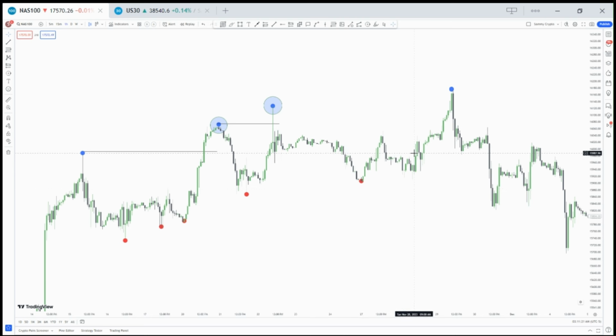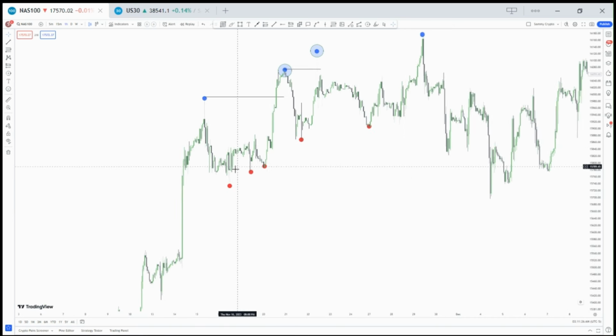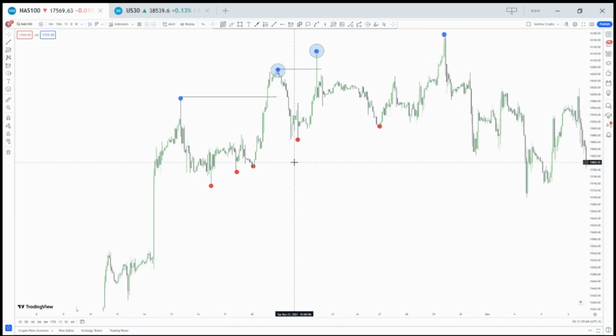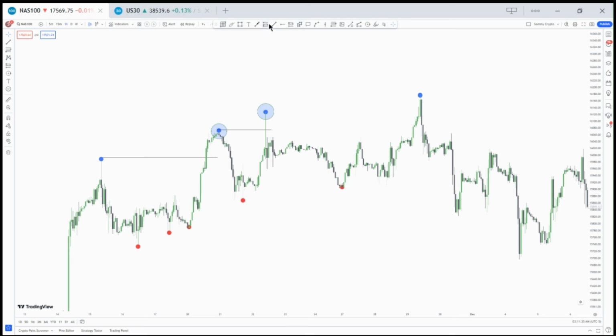On the next day, you're waiting for what? You are waiting for price to take out the previous day high and keep on selling towards the new external low. Of course, we don't have an external low here, but we are expecting price to create a new external low. Okay, so now the next day, what happens? Price takes out this high, and now this high becomes the original external liquidity.